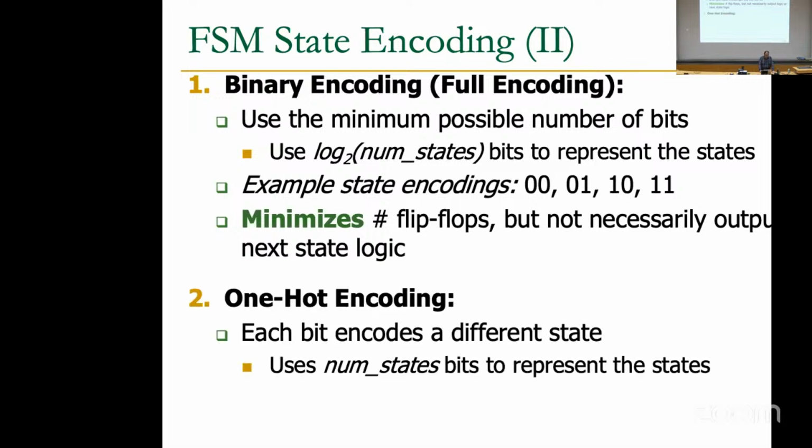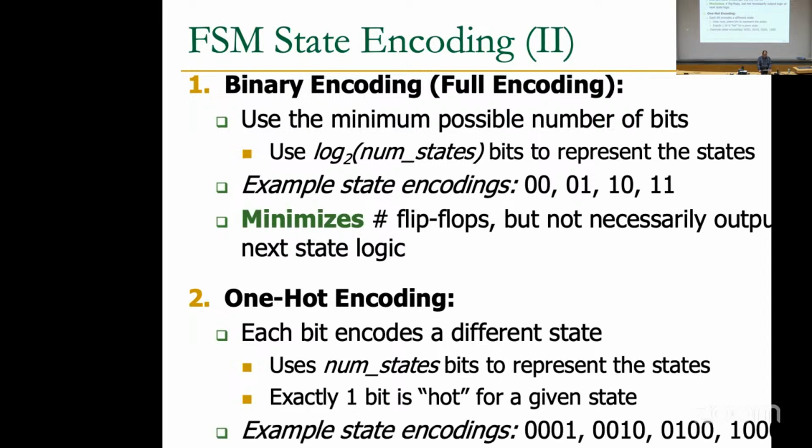With one-hot encoding, each bit encodes a different state. So we use the number of states as the number of state bits to represent the state. We have 4 states in this example, so we consider 4 bits. And then exactly 1 bit is hot for a given state, meaning that this is going to be our state encoding: 0001, 0010, and so on and so forth. So that's the simplest design process, very automatable. And the output logic is also going to be easy to design. But you can see that it comes at the price of more bits and more flip-flops, essentially.